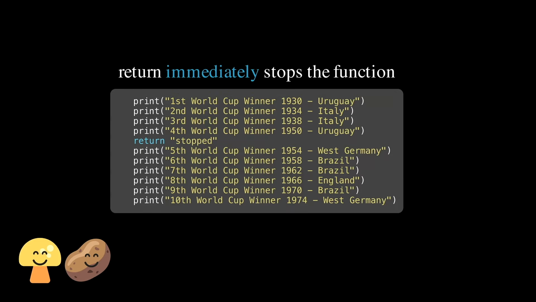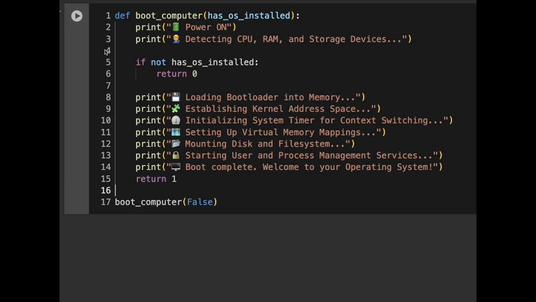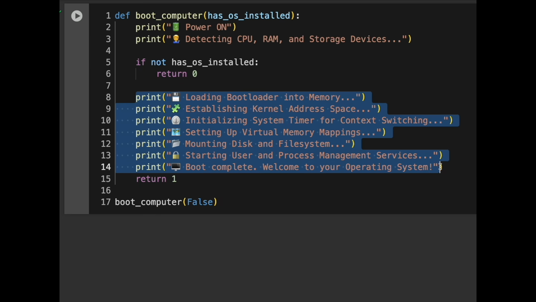Before we wrap up the session today, there is one more critical concept you need to take away. The return statement in Python immediately terminates the execution of a function. When the return statement is triggered, the function stops in a non-negotiable way. My question for you, take a moment to pause and ponder. If I'm calling the boot computer function on the input false, would I see these lines of code being printed?